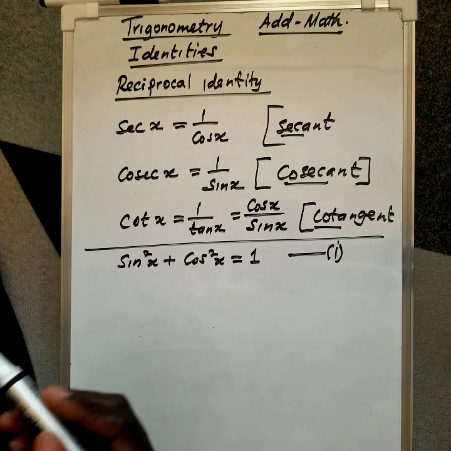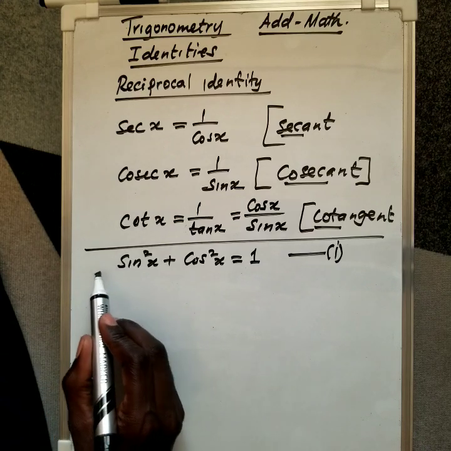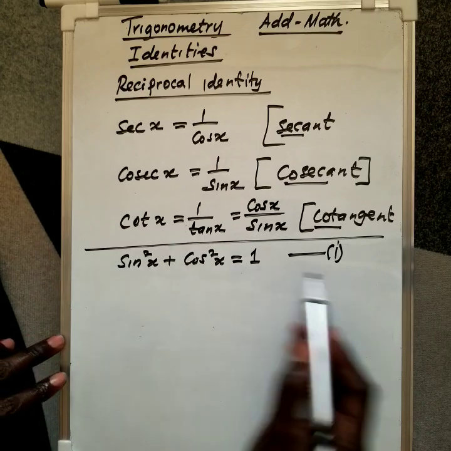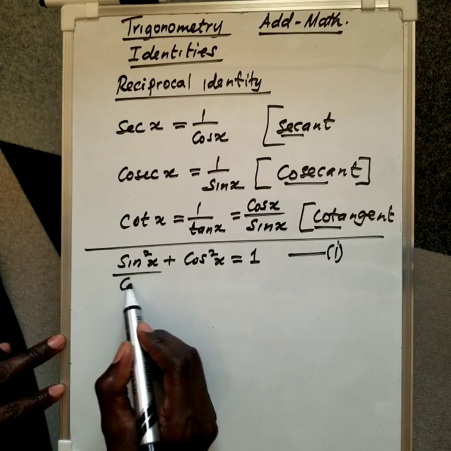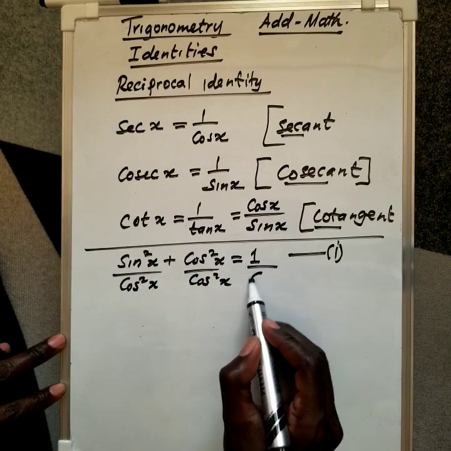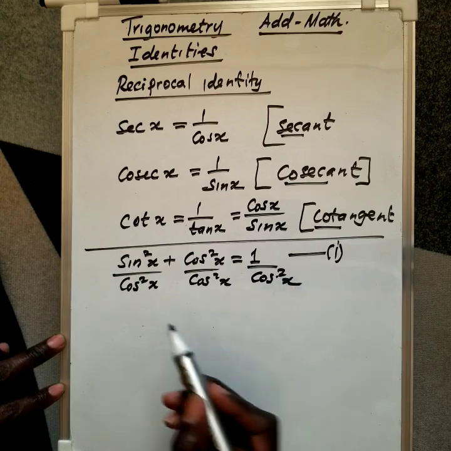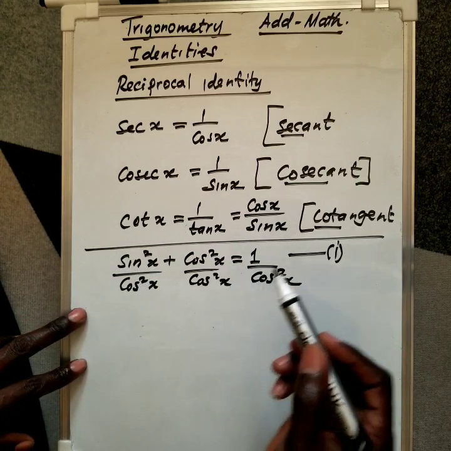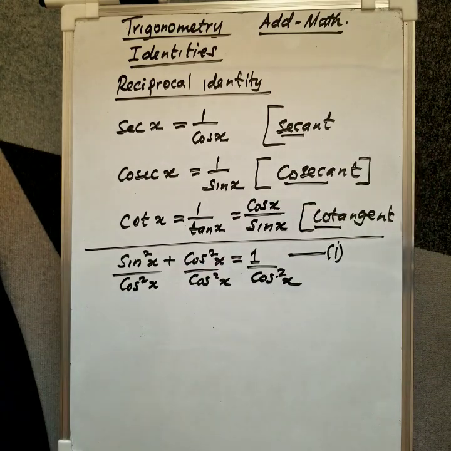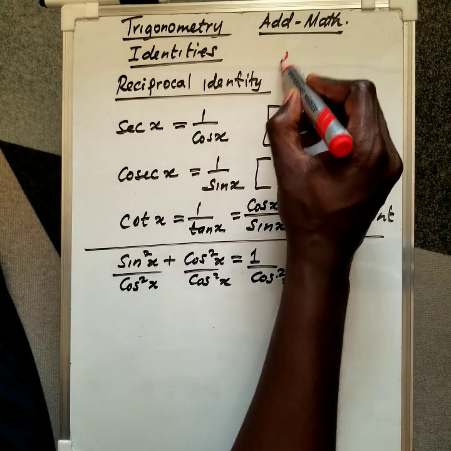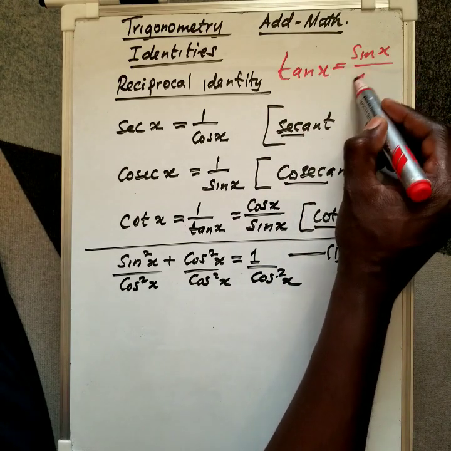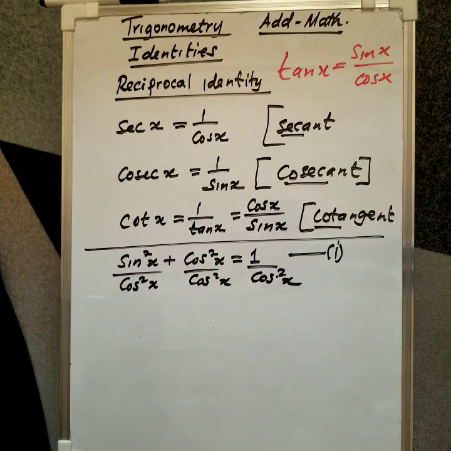In the first instance, we can simply divide throughout by cos squared x. So it is going to be sine squared x over cos squared x, plus cos squared x over cos squared x. Now I want to highlight that tan x is equal to sine x over cos x. So that is what you also need to remember.